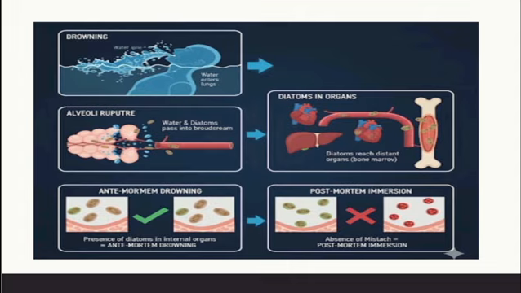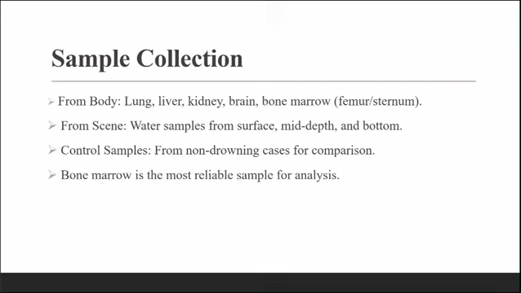And if there is absence of diatom, or if there is mismatch of diatom from the original source of the water the body was found in, it indicates post-mortem drowning, or there is foul play. So in case of drowning, we have to collect samples from two places from the body, whether it's lungs, liver, kidney, brain, or bone marrow. Mostly we prefer bone marrow.